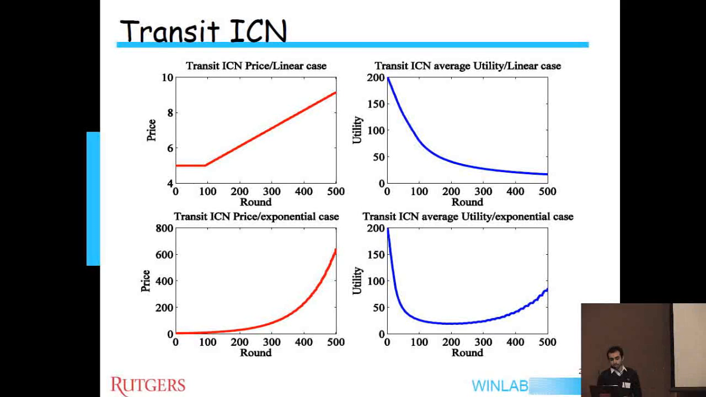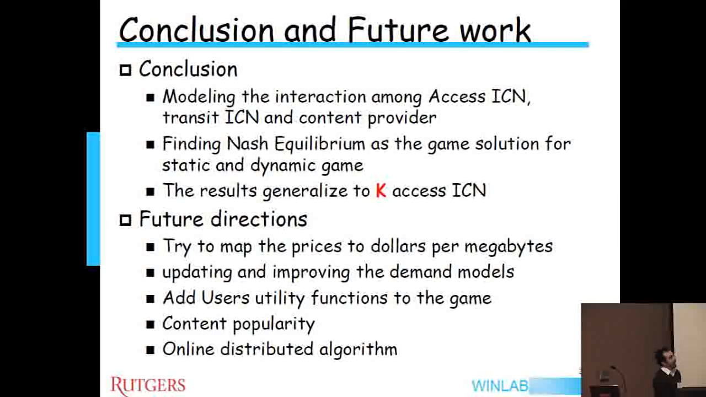To summarize our discussion, we have modeled the interaction among access ICN, transit ICN, and content provider as a game, and found the Nash equilibrium for this game as a solution for a static and dynamic game. We can say that the result can also be generalized to K access ICNs. What we have planned to do next is, first, to map the prices to dollars per megabyte instead of some nonsense number. The other one is that we are not satisfied with the model that we borrowed from other people, and we need to update and improve the demand models. Maybe if we can do this, then we do not need to normalize the result. We can do the normalization in the demand models.